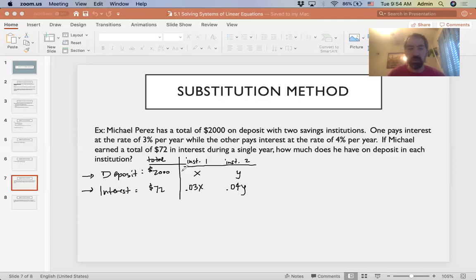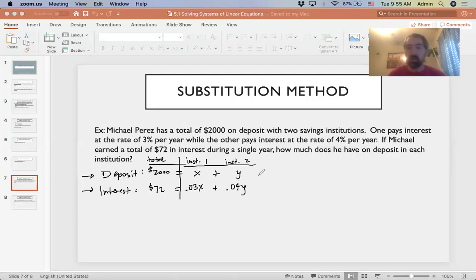We know that the total is equal to the sum of the institutions, and the interest is equal to the sum of the interest from each institution, right? You see the equations there, right? 2,000 equals X plus Y, and 72 equals 0.03X plus 0.04Y. And now once we have the 2 equations, we can proceed with the substitution method. Finding these 2 equations is the difficult part. The easy part is using the substitution method to solve for X and Y.